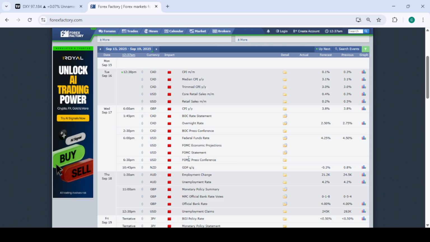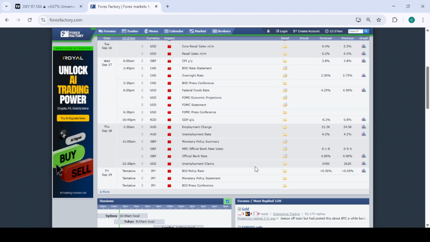And on the same Wednesday at night, we have NZD GBP, and on Thursday we have AUD employment change and unemployment rate, more like the NFP for AUD. And then on the same Thursday, we also have the GBP monetary policy statement, monetary policy summary, and then official bank rate. This news is also very volatile. It's going to be very volatile for the British pound on Thursday.